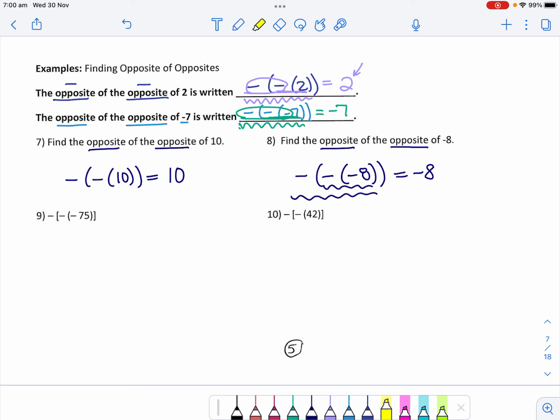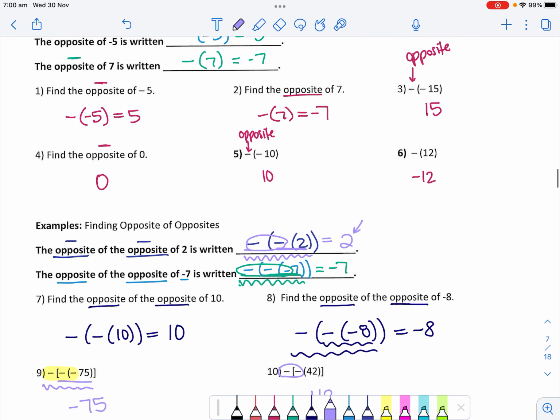Down here, I can see these 3 negatives. So again, the opposite of a negative is a positive, and the opposite of that positive is back to negative 75. And the opposite of positive 42 is going to stay a positive. So again, those 2 negative symbols are going to become a positive, so my value stays positive.